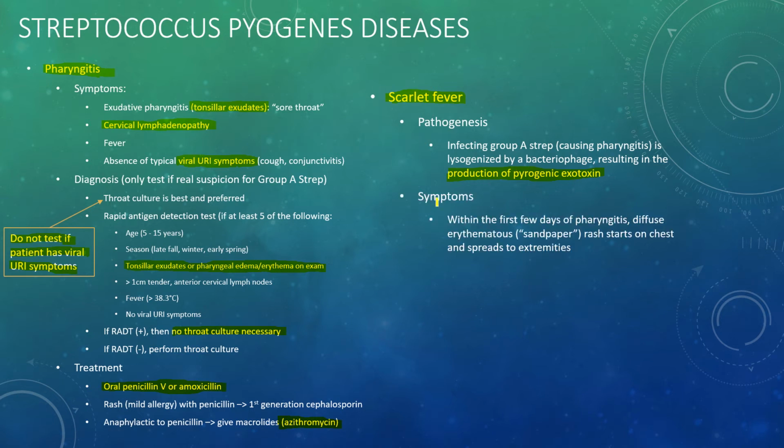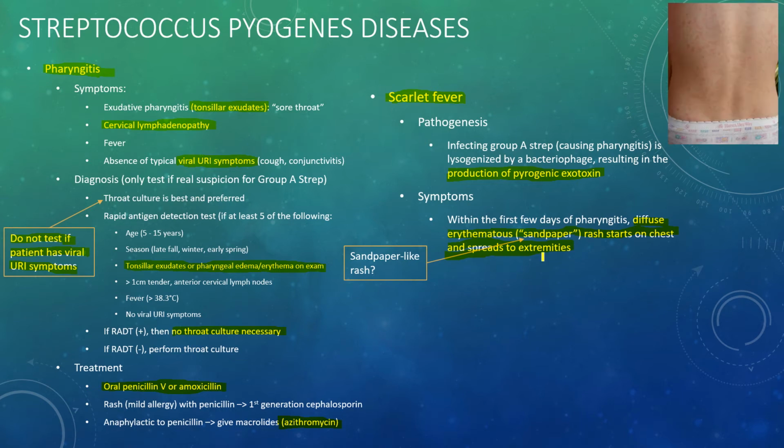So some symptoms of this. Within the first few days of pharyngitis, remember this is a complication of the strep pharyngitis, you get a diffuse sandpaper-like rash starting on the chest and spreading to the extremities. Classic presentation. Okay? What does a sandpaper-like rash mean? It means it's very bumpy and papular. So it's going to be red, bumpy, and rough. And that's what a sandpaper-like rash is.